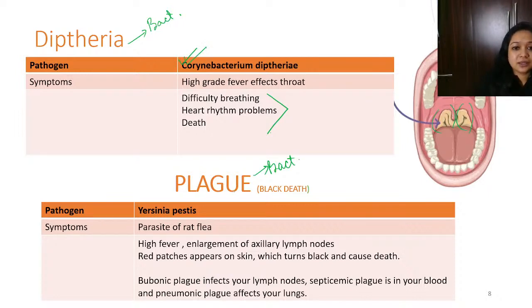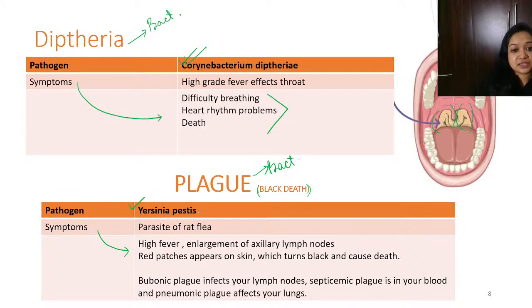Next is plague. Plague is also known as the Black Death, because at some time it destroyed a large part of Europe by its infection. And what causes this plague? Yersinia pestis. This bacteria causes plague. Now, what are the symptoms? Okay, symptoms are here actually. These are the symptoms.